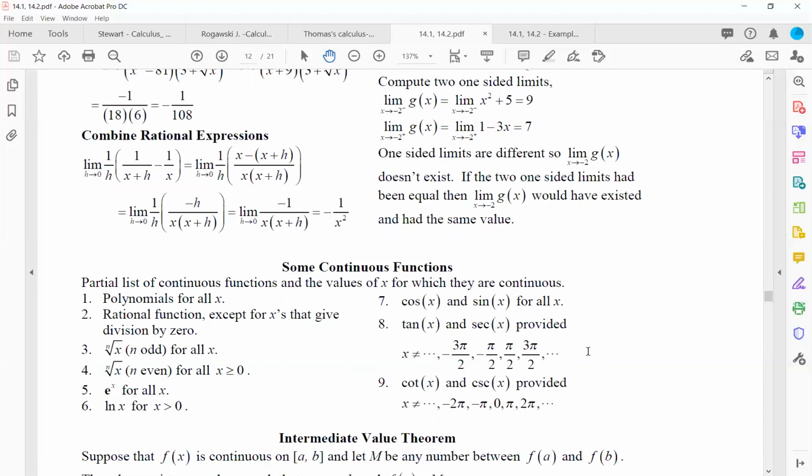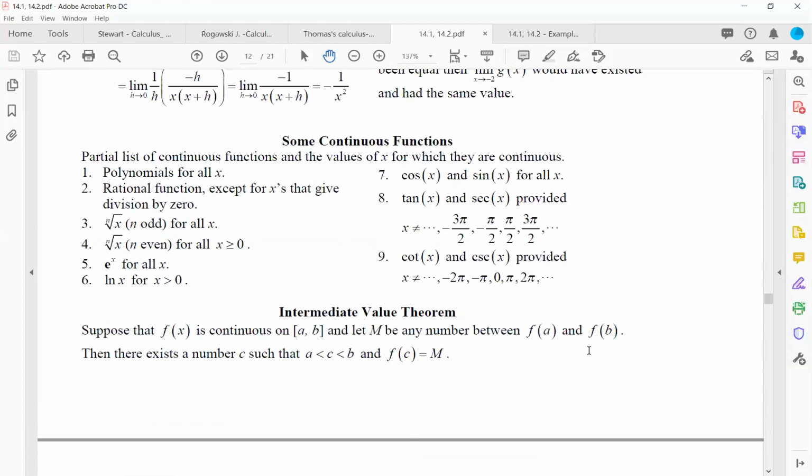And we have one important theorem, the intermediate value theorem, which says for any continuous function on a closed interval a and b, if m is a number in the range of the function sandwiched between f of a and f of b, you can always find a value in the domain, like c, such that f of c is equal to m.